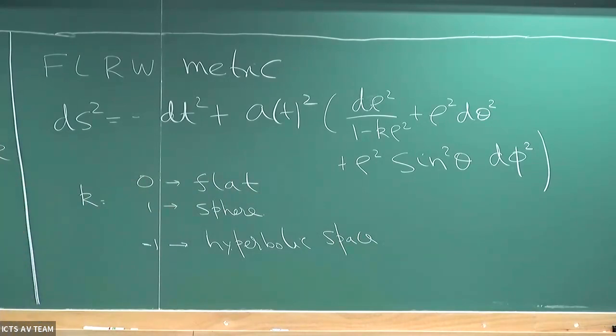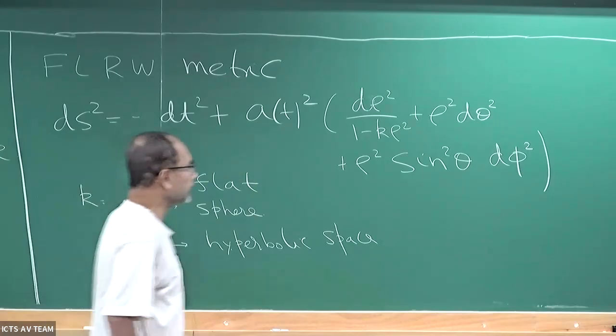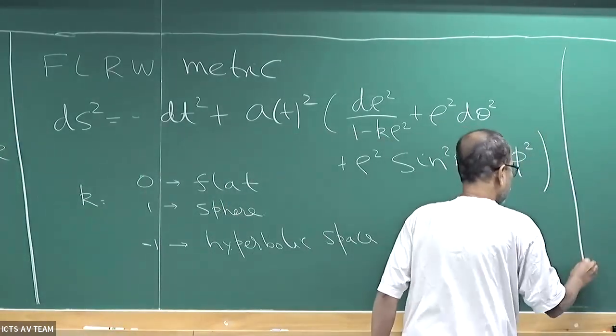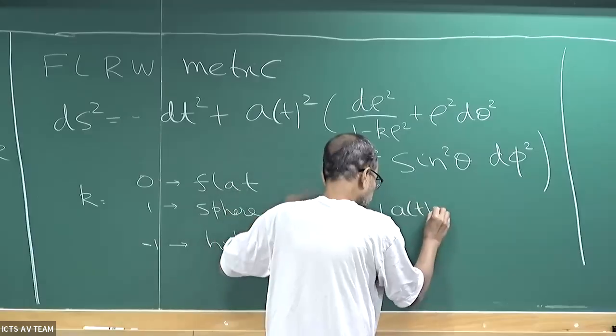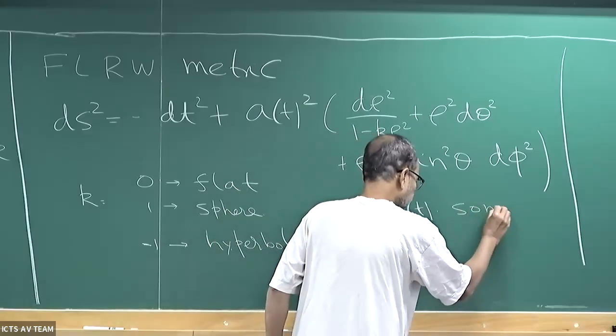Now it's useful to introduce slightly different variables, and a of t is some function of t.